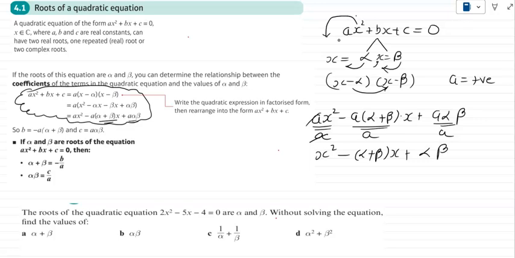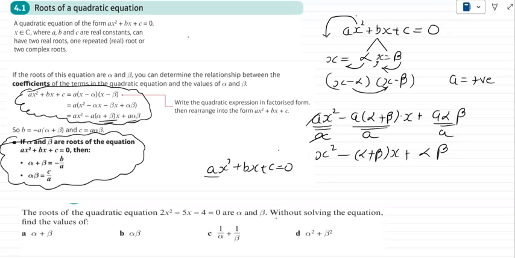Is it fine? So alpha plus beta, what can we compare? If alpha and beta are the roots of the equation ax² + bx + c = 0, and we divide by a on both sides, a and a cancel, so we get x² + (b/a)x + c/a = 0. If you see the part with x, what is here? Tell me. Alpha plus beta.